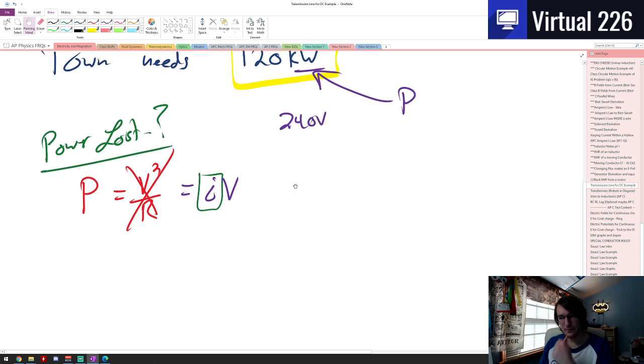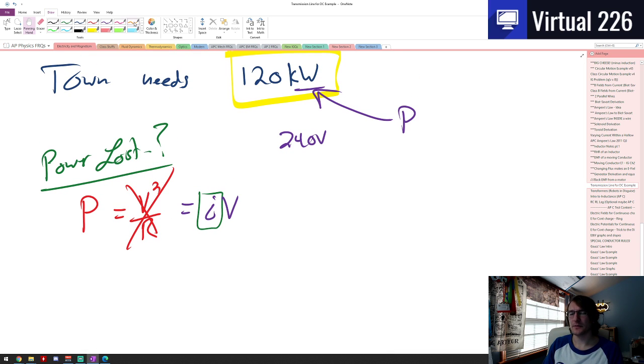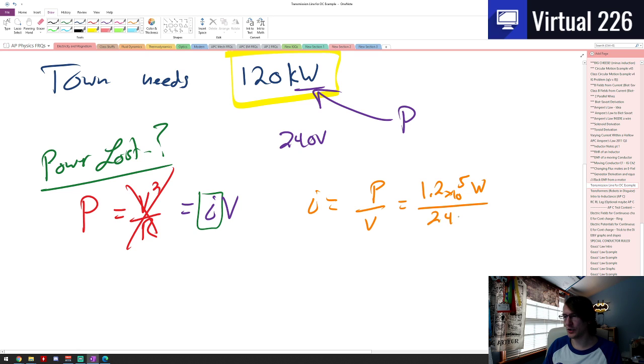Okay? So if we want to find the current here, we can say current equals power over voltage. That is 1.2 times 10 to the 5th watts, that's 120 kilowatts, divided by our voltage, 240 volts. And when we do this, we see that the current running through our power lines is 500 amps. 500 amps of current. That's an insane amount of current. Bzzz, like beam it up.